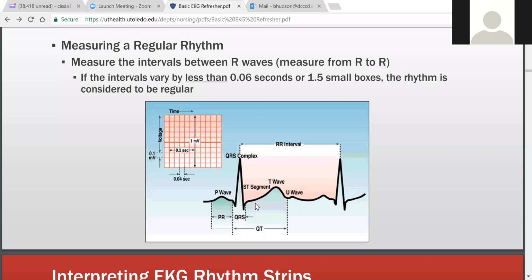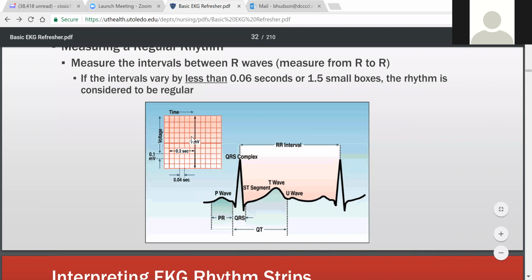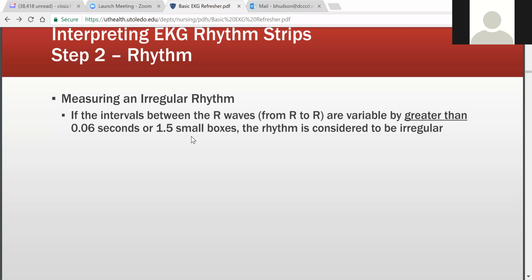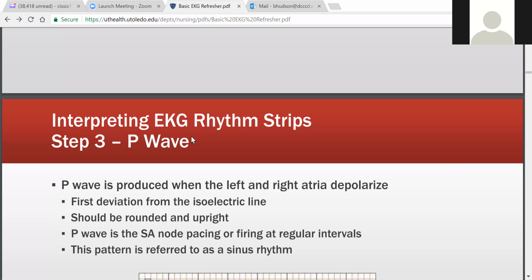Okay, so this is another way of counting it using the little small boxes, but we're going to move on. Some of you are so stressed on this one piece. I just don't want you to get so stressed you go in the opposite direction.